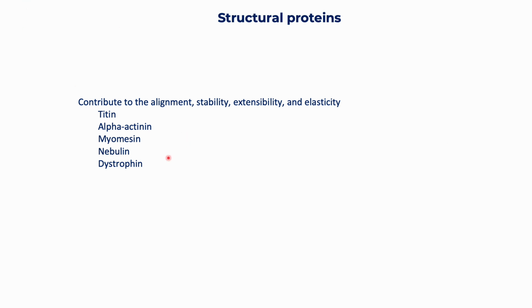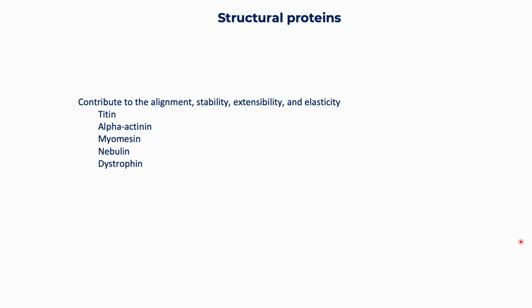Next one to talk about is nebulin. This is also a structural protein that wraps around the entire length of each thin filament. It helps anchor the thin filament to the Z discs, and it regulates the length of the thin filament during development.